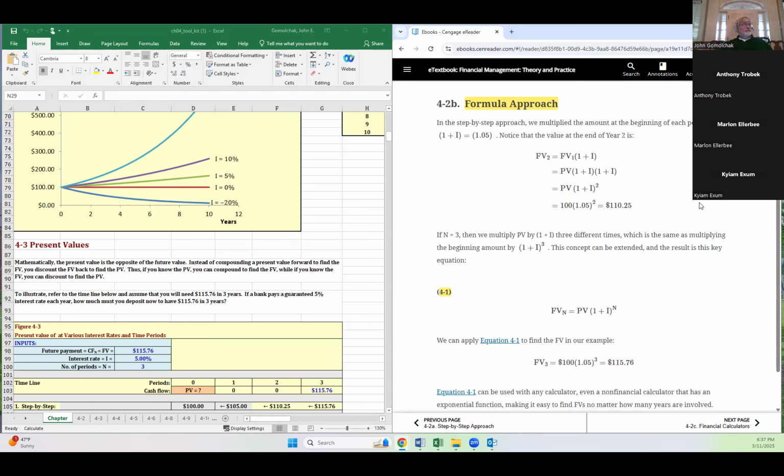In 4.4-2B in the textbook, we have the formula approach. So you can take a look at the formula here and you can create this. So this was for 2 periods. At the end of period 2, we would have ended up with the 110.25, which would have been $5 for the first year and $5.25 for the second year. And the formula will work just fine.